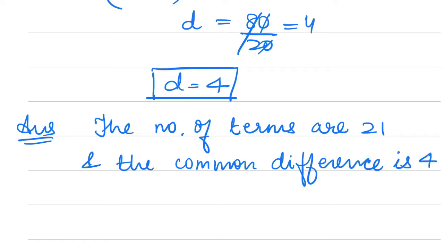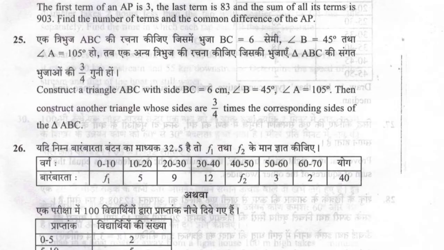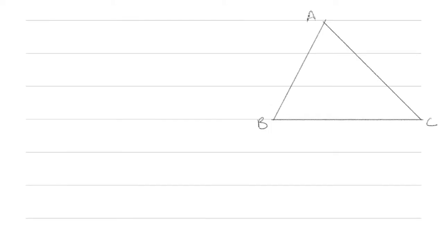In the 25th question, we have to construct a triangle ABC with sides BC is equal to 6 cm, angle B is equal to 45 degrees, angle A is equal to 105 degrees, and we have to construct another triangle whose sides are 3/4 times of the corresponding sides of triangle ABC. In this question, we have to draw a triangle ABC.